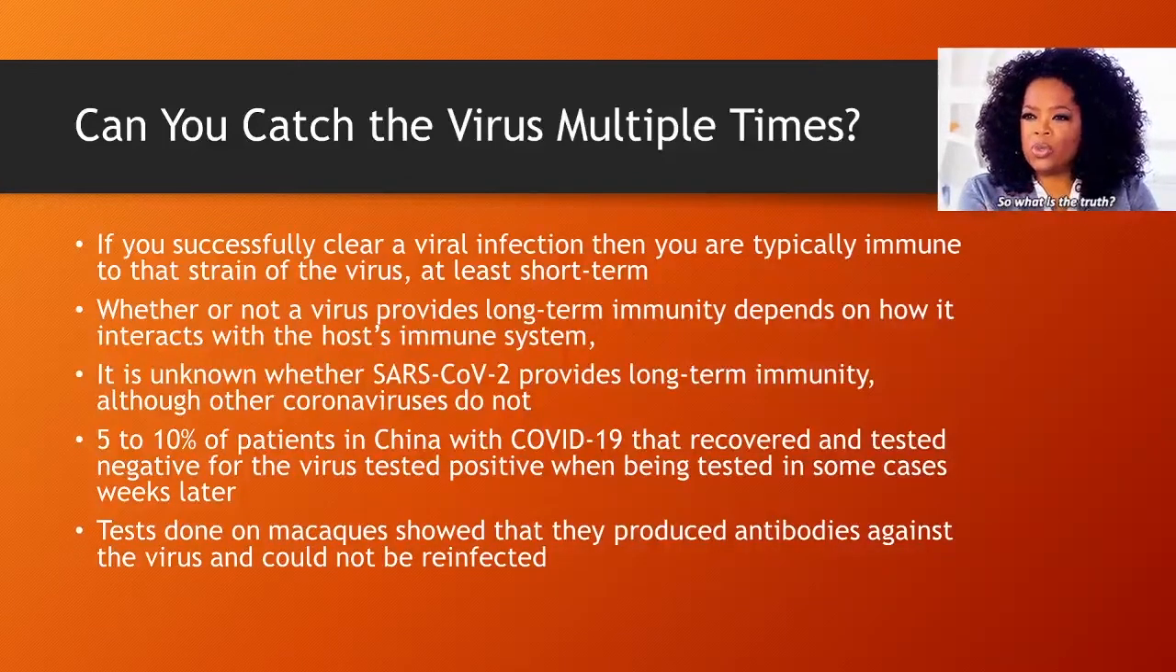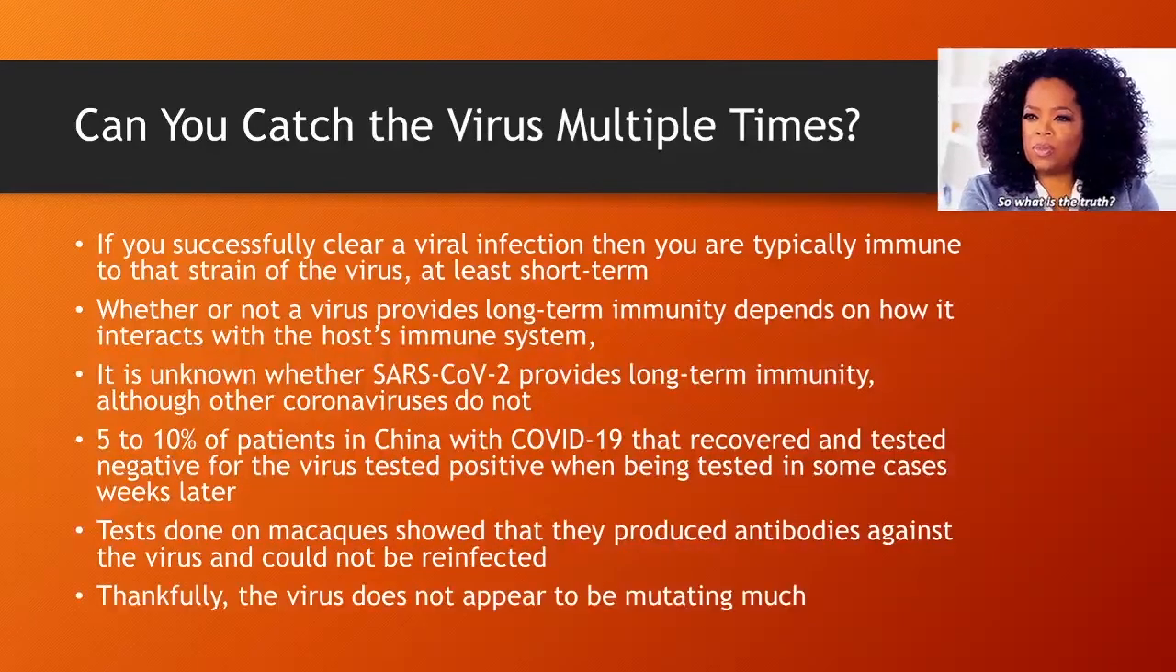Now, tests done on macaques showed that they produced antibodies against the virus and could not be reinfected. And in fact, now there are tests on humans as well that have come back positive for antibodies. So it shows that we do make antibodies. And like I said, if you have a bunch of antibodies in your body, Grant, you are right, I do say body a lot. But if you do have an abundance of antibodies, there's no way you're going to catch that infection again. They are so good at specifically targeting pathogens.